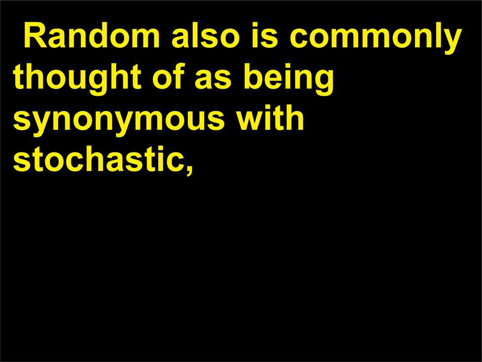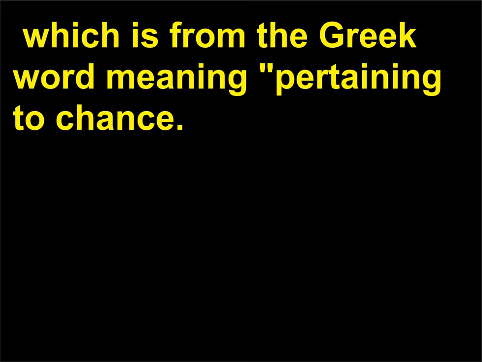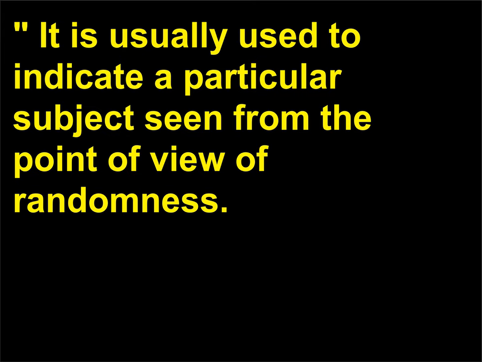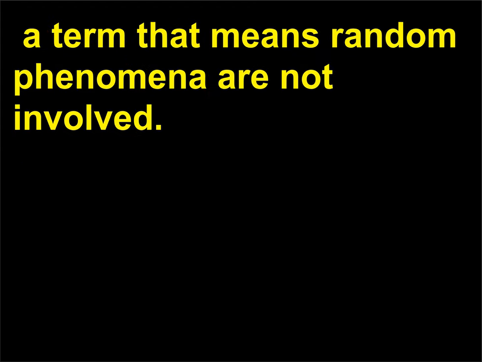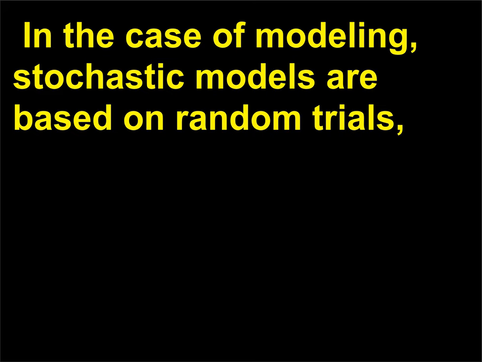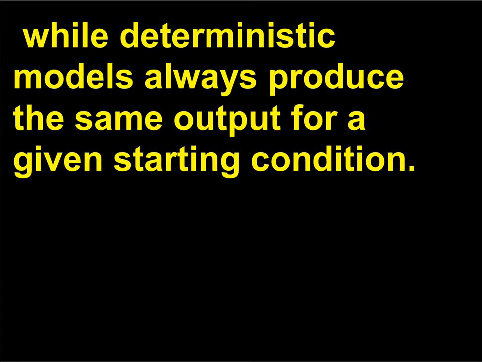Random also is commonly thought of as being synonymous with stochastic, which is from the Greek word meaning pertaining to chance. It is usually used to indicate a particular subject seen from the point of view of randomness. Stochastic is often thought of as the opposite of deterministic, a term that means random phenomena are not involved. In the case of modeling, stochastic models are based on random trials, while deterministic models always produce the same output for a given starting condition.